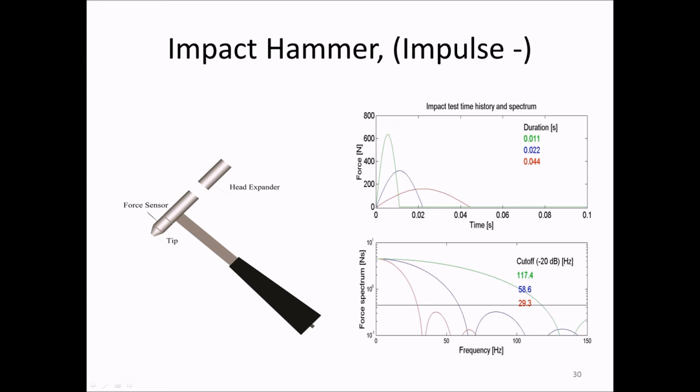By using these different tips, the length of the impulse and thus the spectrum of the force can be adjusted as shown here. The softer the tip, the lower the frequency range. The frequency range is, however, also dependent on the stiffness of the point which is excited. We will come back to the use of the impact hammer in a later lecture.